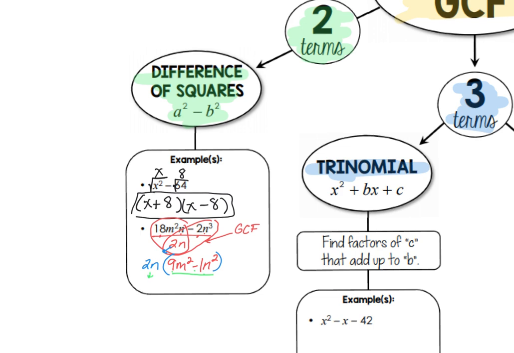So now we just keep bringing down that GCF. Now we're going to do what we did before. We're going to make two sets of parentheses. One will get a plus sign, one will get a minus sign. We're going to undo the perfect squares by square rooting them. The square root of 9m squared is 3m, so that goes in each set. The square root of 1n squared is 1n, so we put that in each set. So now this is fully factored. Okay, what multiplied to make 18m squared n minus 2n cubed? It is 2n times 3m plus n times 3m minus n. So that was our difference of squares.